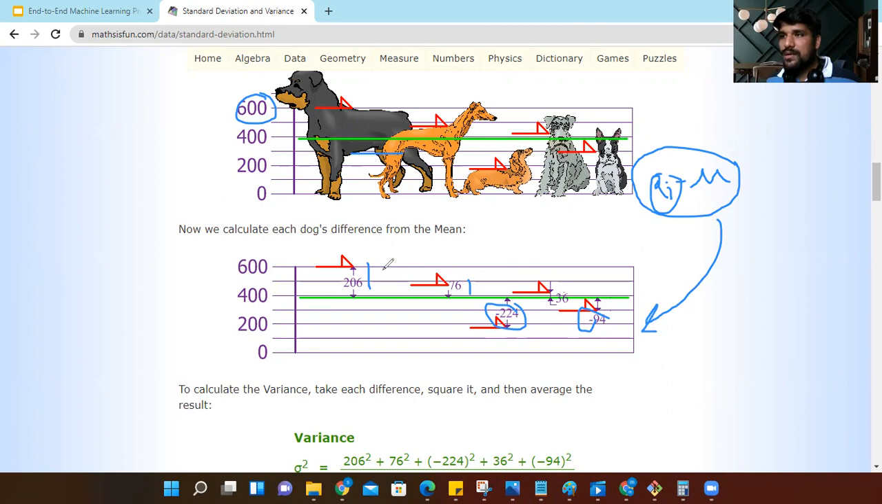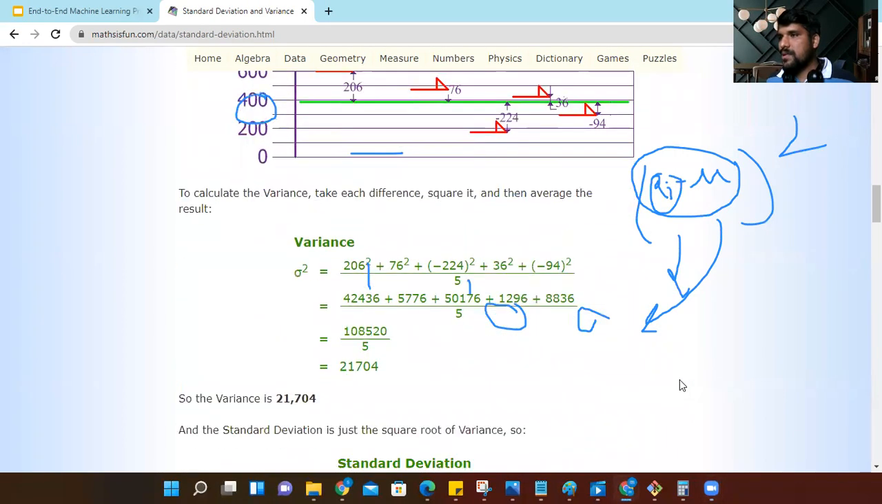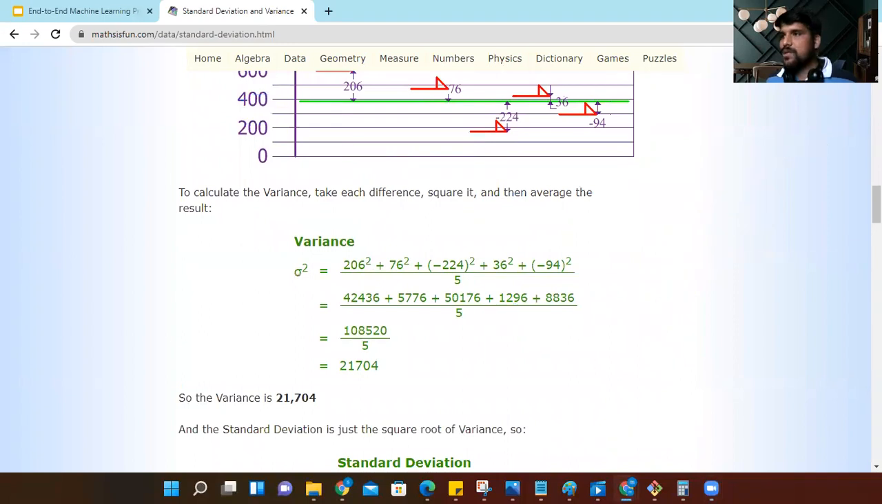Now see here, we are getting how my data varies, how much the data is spread from my mean. So this information I'm getting here. Then after that, what is the importance? We have to do the squaring of each thing and do the addition. This is the same stuff we did below. So we are taking the square of everything, 206 squared and so on, then do the addition and divide by 5. Here we get the variance.